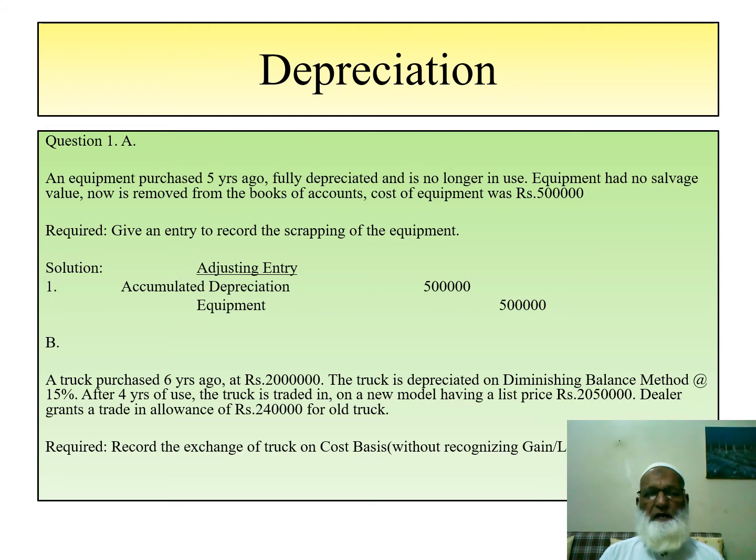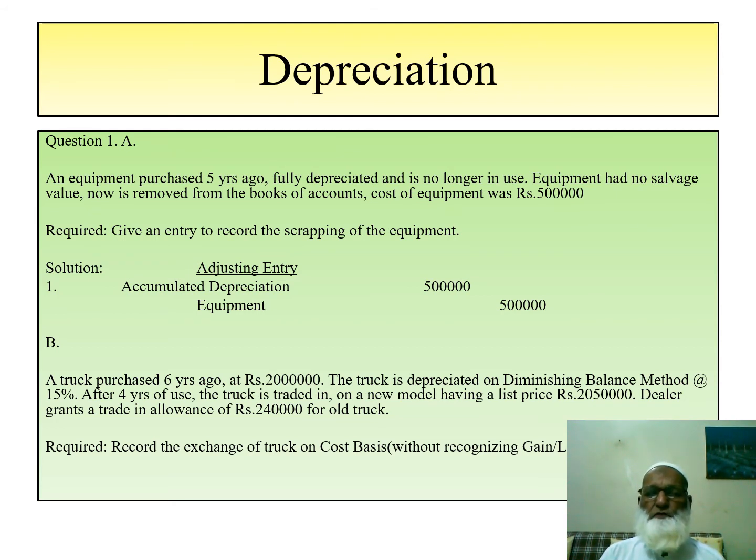Now there is a B part for this question. A truck was purchased 6 years ago at 2 million rupees. The truck is depreciated on the diminishing balance method. We are going to learn in this video how to calculate the diminishing balance method, and it is at 15%.